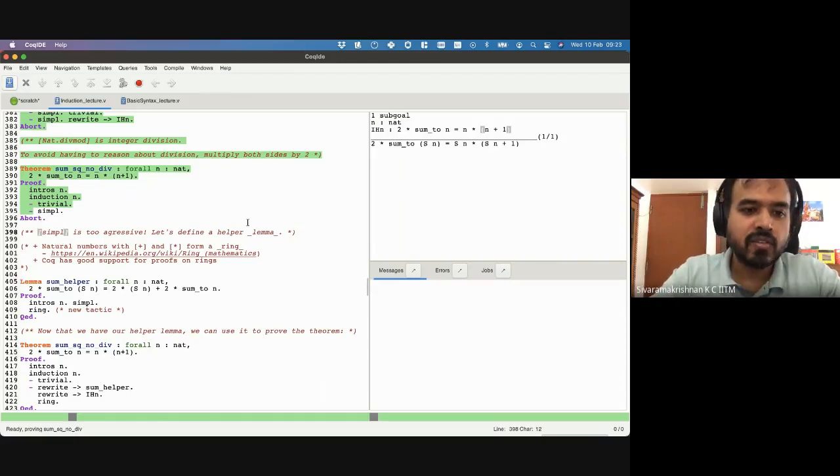So what we are going to do is to help us go from this step to this with the help of this lemma. We call this some helper, okay? And that's the first thing. So we are going to define a lemma. And the second thing that we are going to do is to use this new tactic called ring in Coq. So you know what rings are, right?